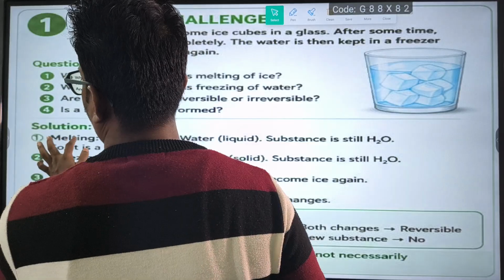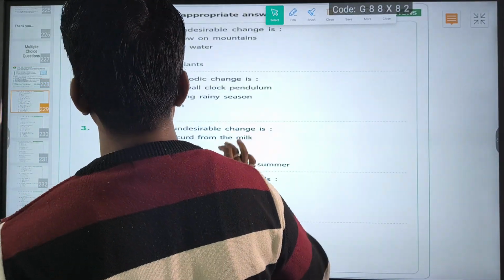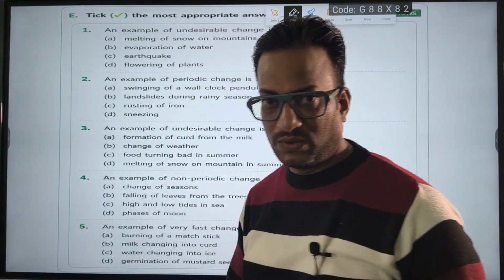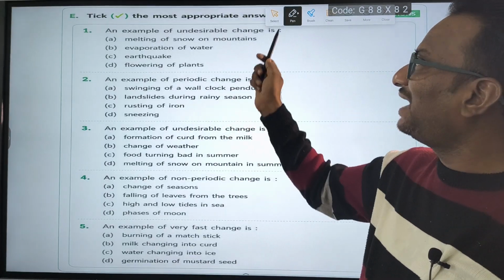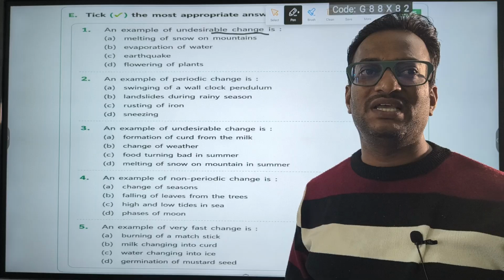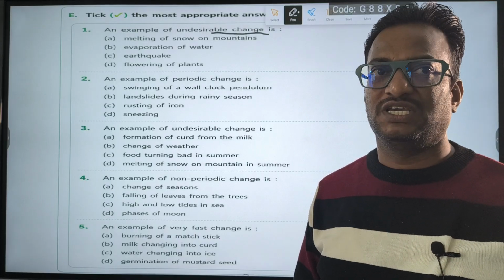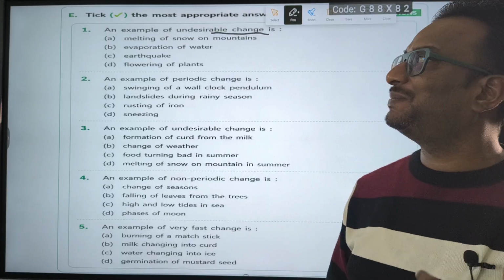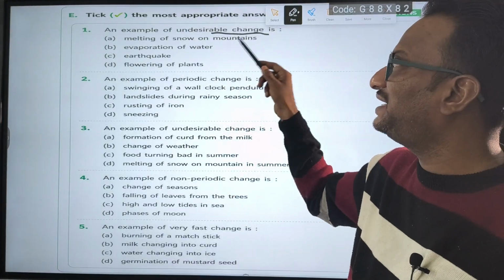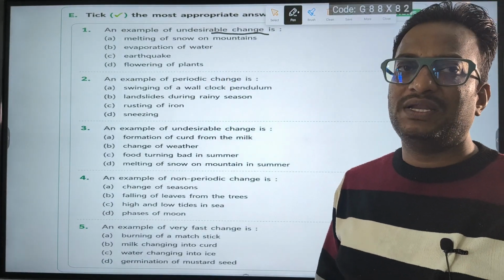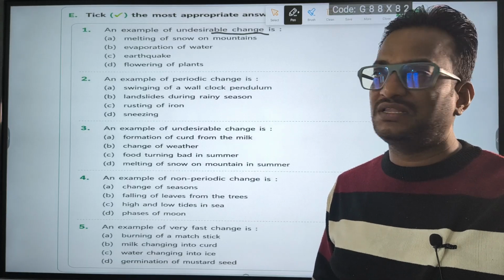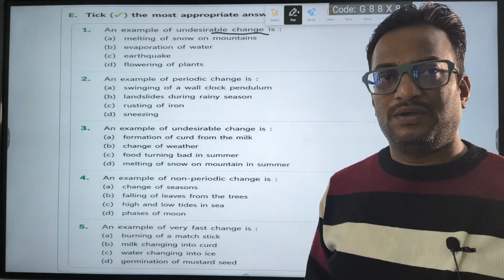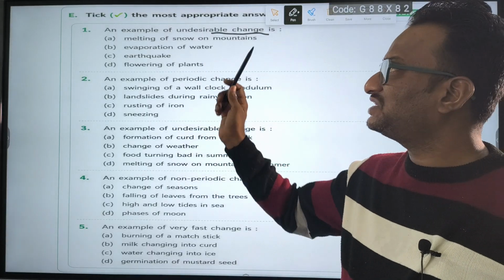Choose the best answers. An example of undesirable change. Undesirable means humans do not want that kind of change. Humans feel difficulty if that change happens. That is called undesirable change. Melting of snow on mountains is actually useful. It is desirable because the melting of ice in the mountains will occur in the form of rivers. Rivers will help a lot to the people. Evaporation of water? No.